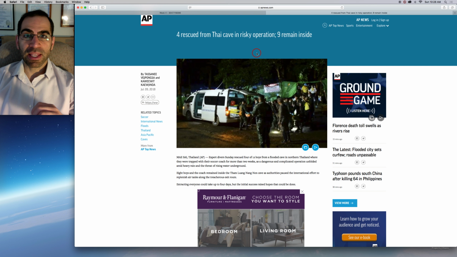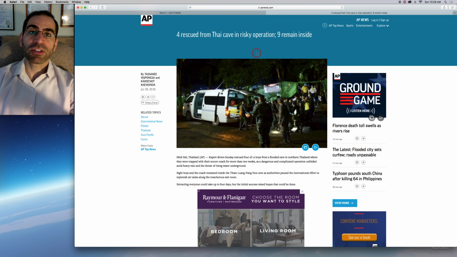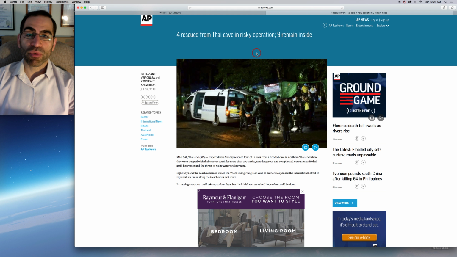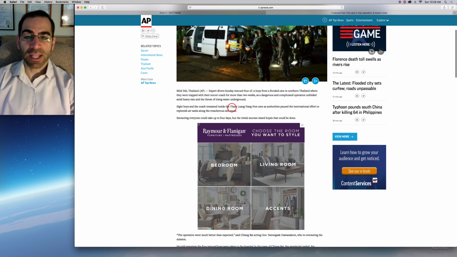It's really a hook, just to get you to read the story, right? It gives you the very basics of, broadly, what the story is about. So: 4 rescued from Thai cave in risky operation, 9 remain inside. That's just the headline. The only reason I'm pointing this out is I don't want you to confuse headline with leads. They're different things. A headline just gives you a general overview of what the story is about. Let's take a look at the lead now.